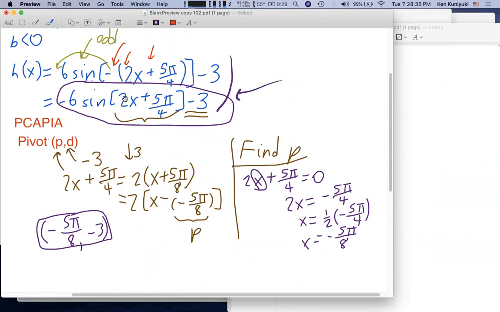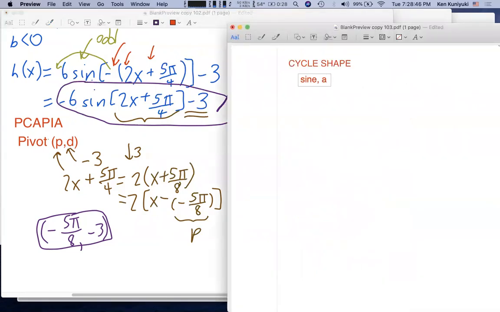Now, at this stage, B is positive. We want B to be positive, right? But in order to make B positive, we had to make A negative, right? A is now negative 6. The new A is negative 6, which is a negative number.